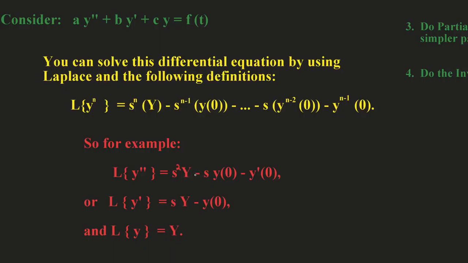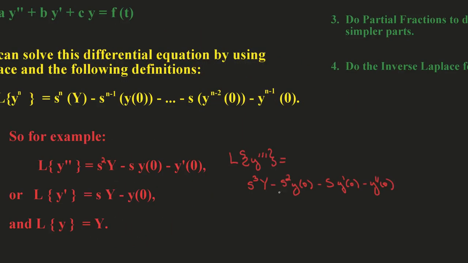Some books use Y of s, but since your variable is s as well, that gets confusing. Just do Y, I think is better. And then minus s times y of 0, minus y prime of 0. Note that the second derivative ends on the y prime. The first derivative ends on just y of 0 and no derivative, just the y. Okay, so just see that pattern. If you memorize these three, you should be good.